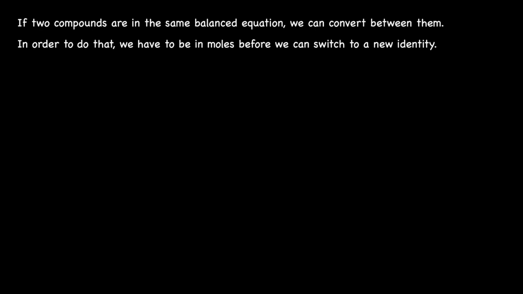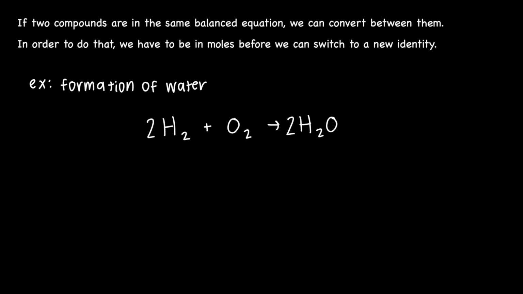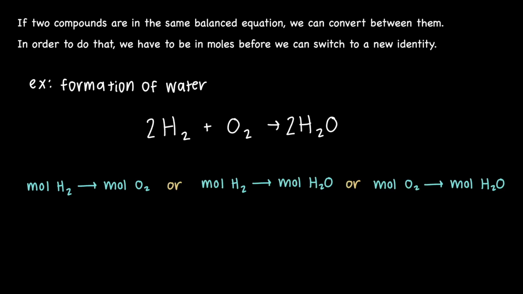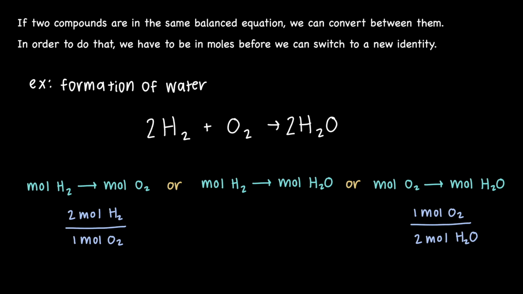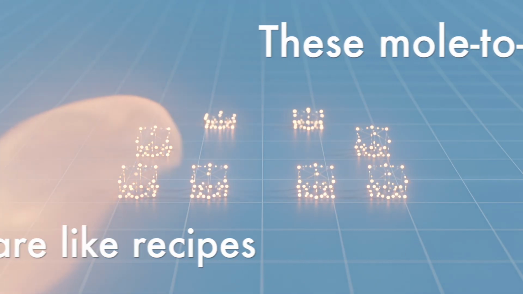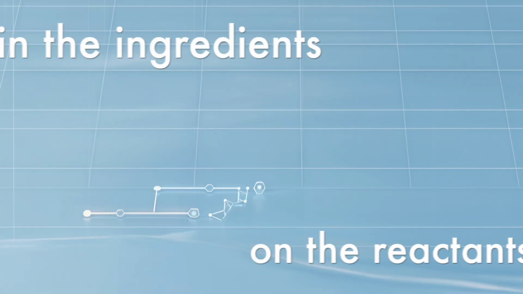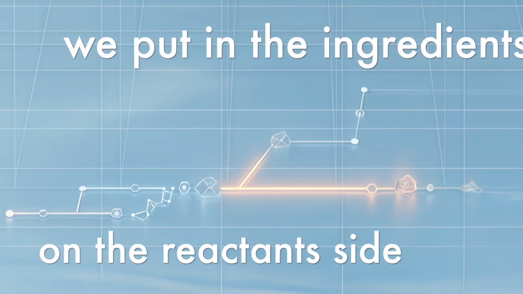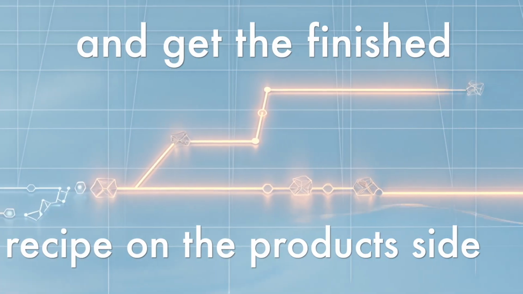For example, in the formation of water, I could convert from H₂ to O₂, from H₂ to H₂O, or from O₂ to H₂O. According to the balanced equation, I would need 2 moles of H₂ for every 1 mole of O₂, or 1 mole of O₂ for every 2 moles of H₂O, or 2 moles of H₂ for every 2 moles of H₂O. These mole-to-mole ratios are basically like a recipe to create new compounds. We put in the ingredients on the reactant side and get out the finished recipe on the product side.